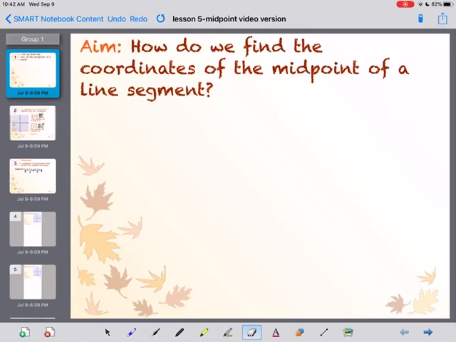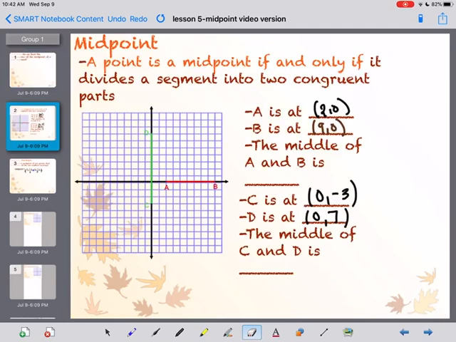Hi everyone, today we're going to talk about how we find the coordinates of the midpoint of a line segment. Well, first we need to know what a midpoint is. By definition, a midpoint is a point if and only if it divides a segment into two congruent parts. This is also the same as finding the middle of a line. The way to remember that is midpoint kind of sounds like middle.